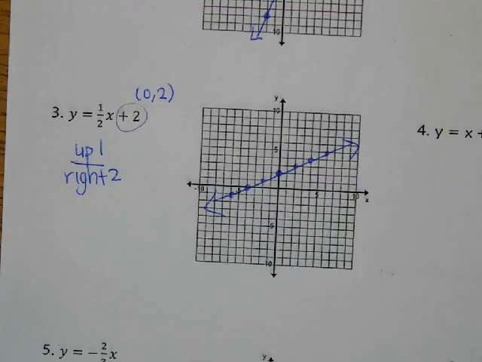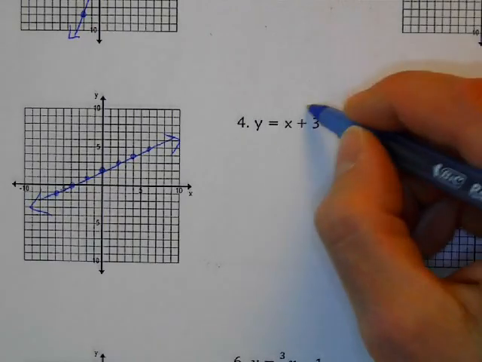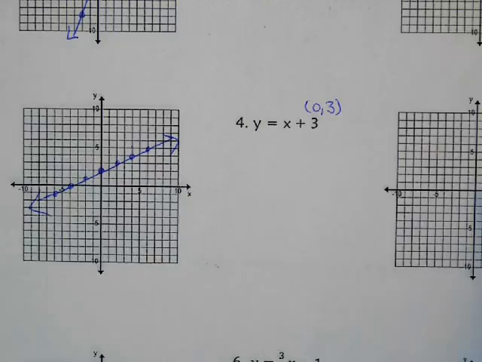All right, number 4. We have our y-intercept. And we can also think of it as an ordered pair. Go up to 3, draw your first dot.